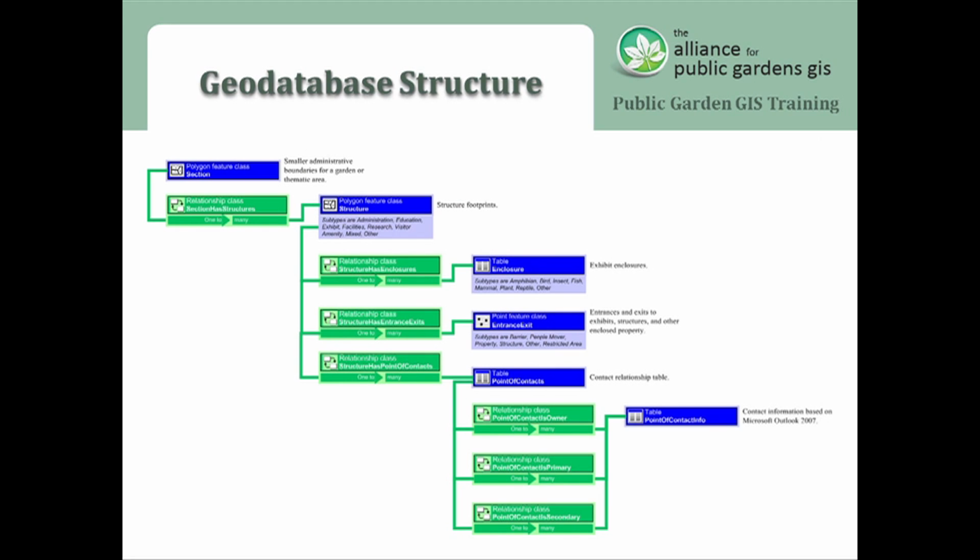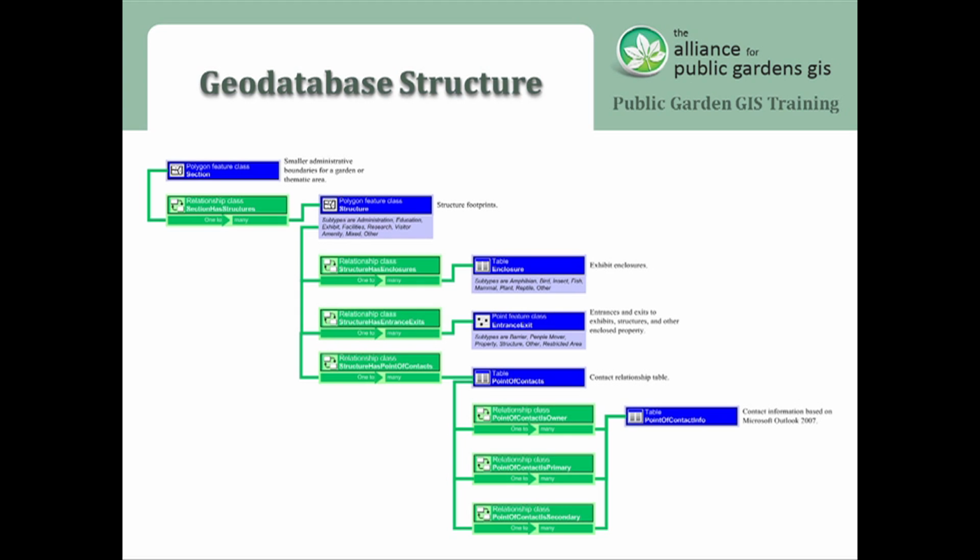If we're looking into the data model, I want to give you some examples of how relationships work. One of the feature classes we have in the model is called section, and the section feature class is used to define smaller administrative boundaries for a garden or thematic area.